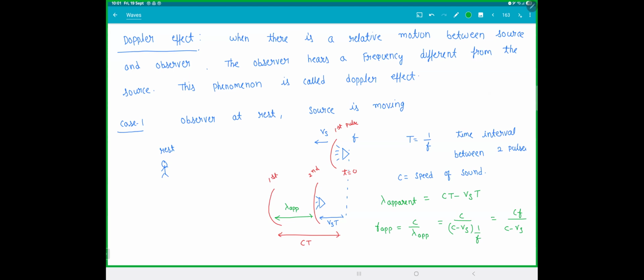This is because when the source is coming forward, the pulses are getting closer. He will think he is getting more pulses per second. So here the observer thinks the wavelength has decreased. Clear with this?